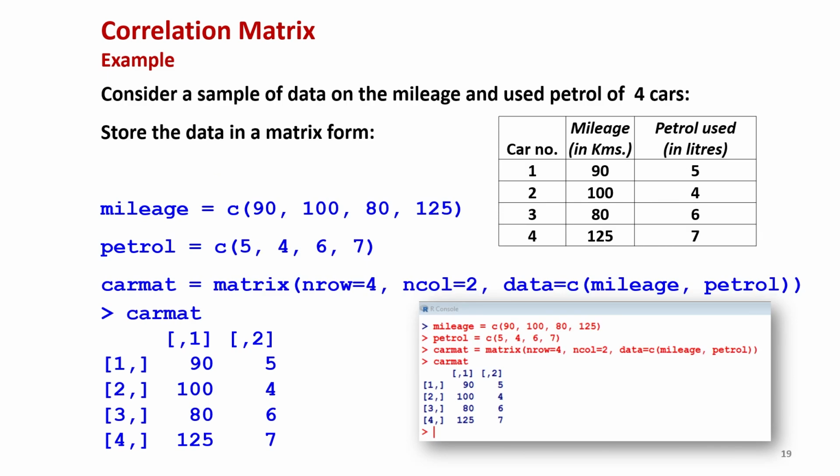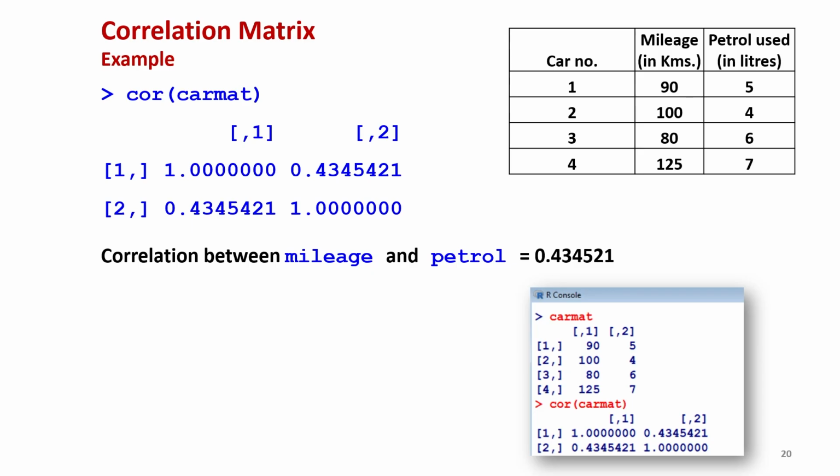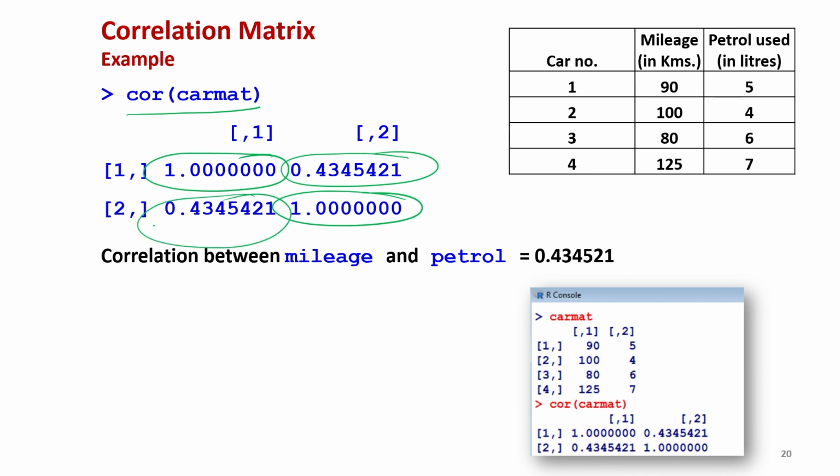So, I try to use here the same data set of the car, the car's mileage and car petrol. We already have created the data matrix car mat. So, I try to use here the command cor over car mat. If you try to see, these diagonal elements are 1, because they are the correlation coefficient between mileage and mileage, and petrol and petrol. The correlation coefficient between mileage and petrol is coming out to be 0.434 and so on, which is the same on the off diagonal element. It is very simple to use.